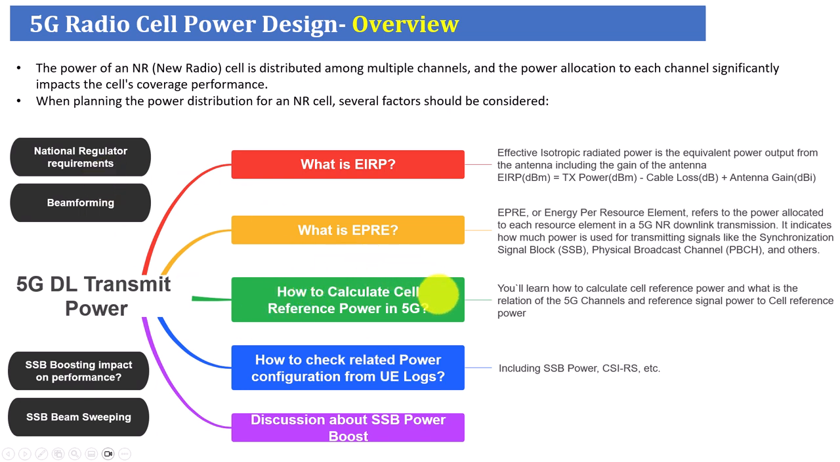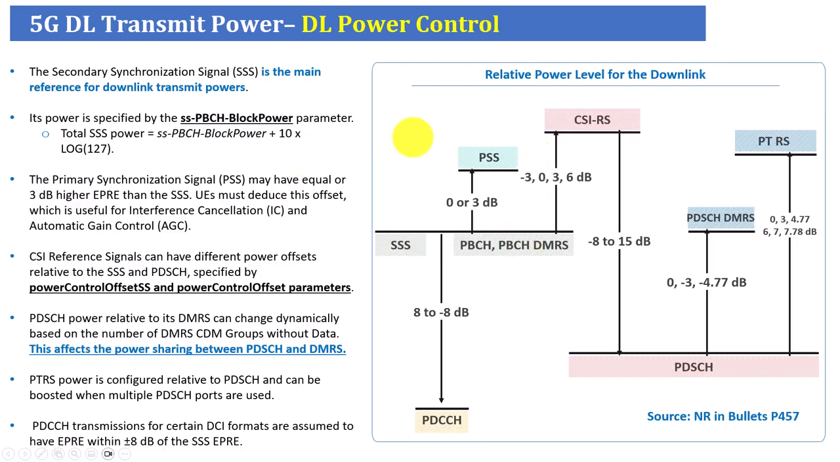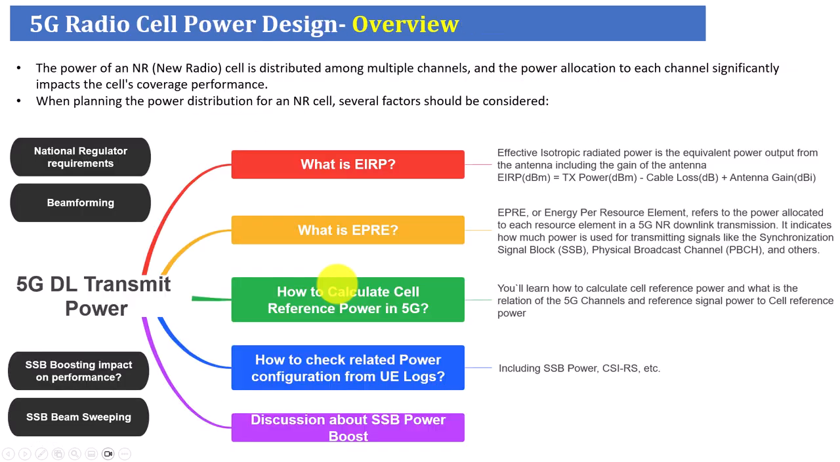This is to make it very clear for you about all the concepts of power, how to calculate something called the cell reference power, and what its relation is with other channels, for example, the CSI-RS, PDSCH, SSB, and so on. All of this will be covered in a separate section because it might take some time. This is what we're going to cover in the next session. So just stay tuned for the next session about downlink transmit power and cell power design.